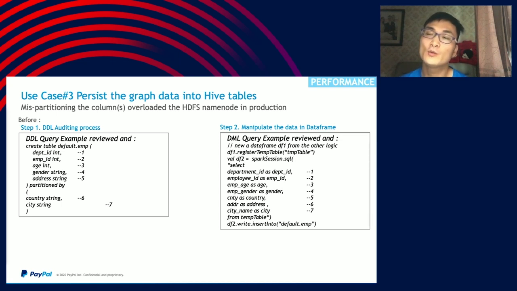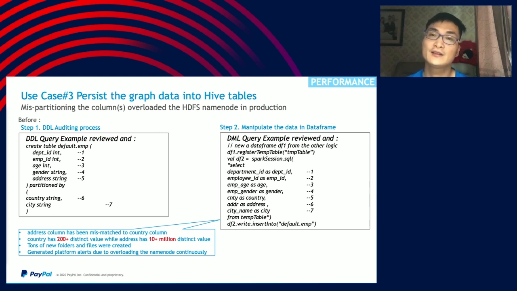What is the reason? Because in this case, the adjust column of the data frame has been mismatched to the country column. As you can see, they are in a different order. So this mismatch happened when the data was inserted into the Hive table.